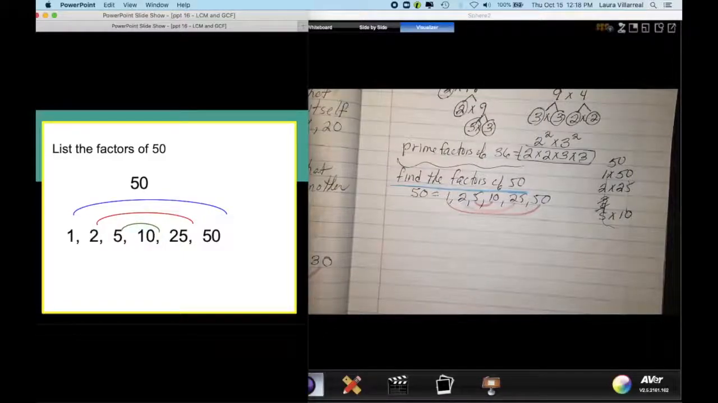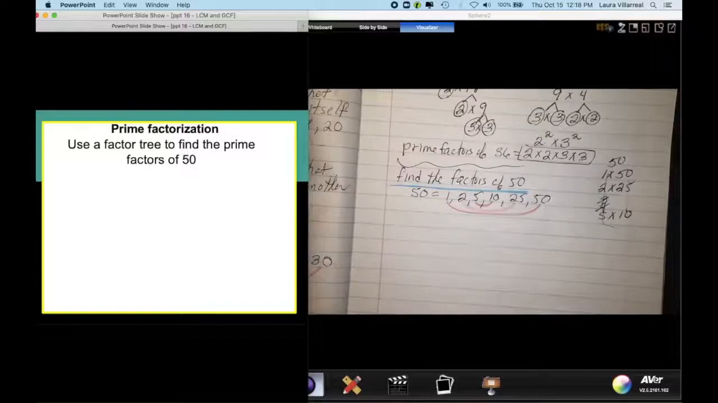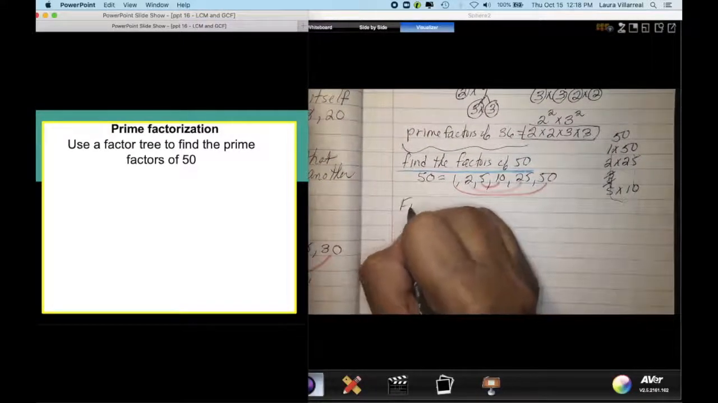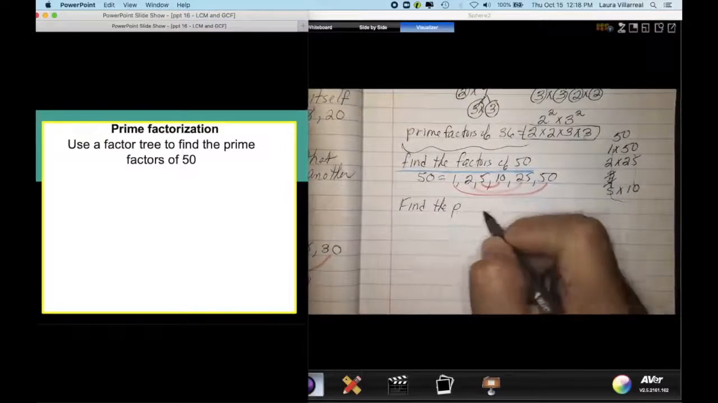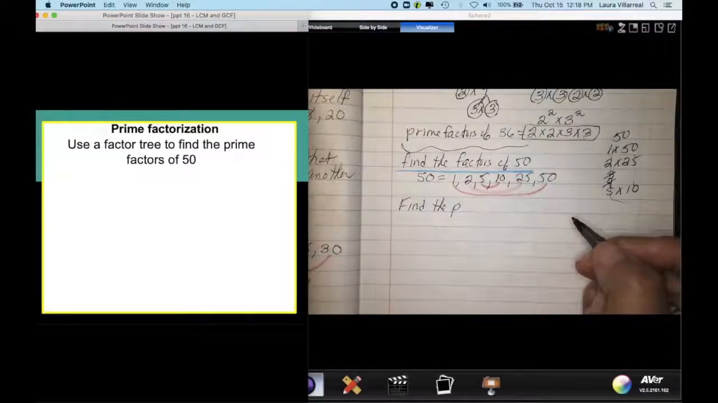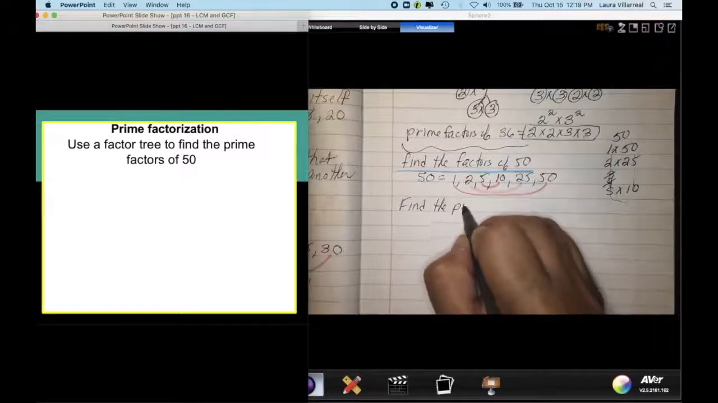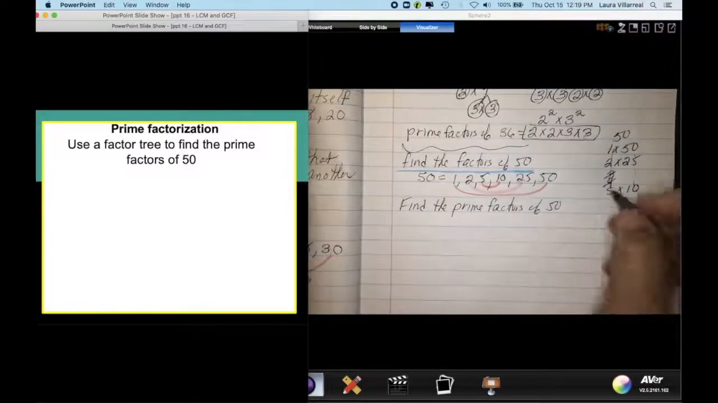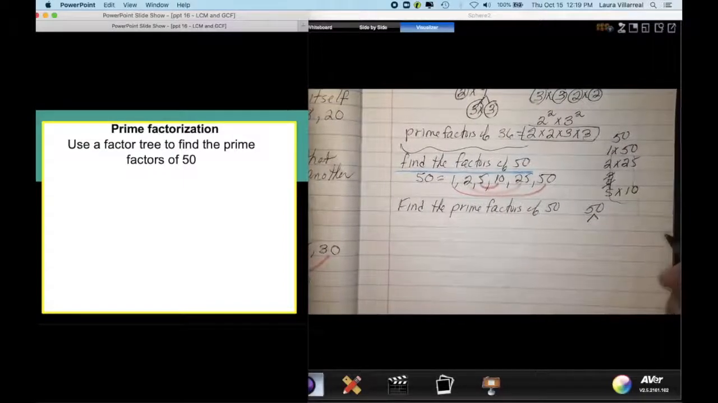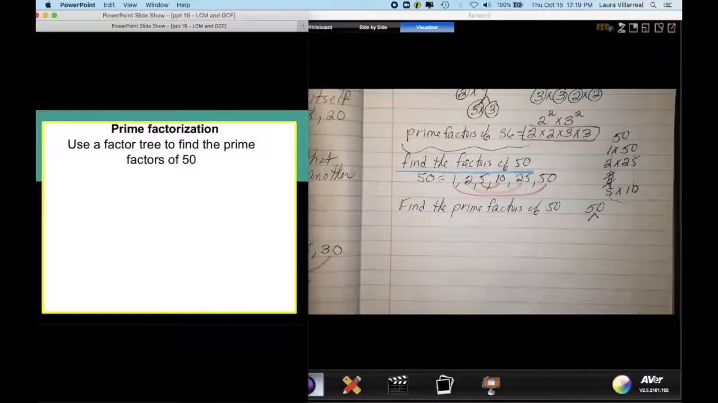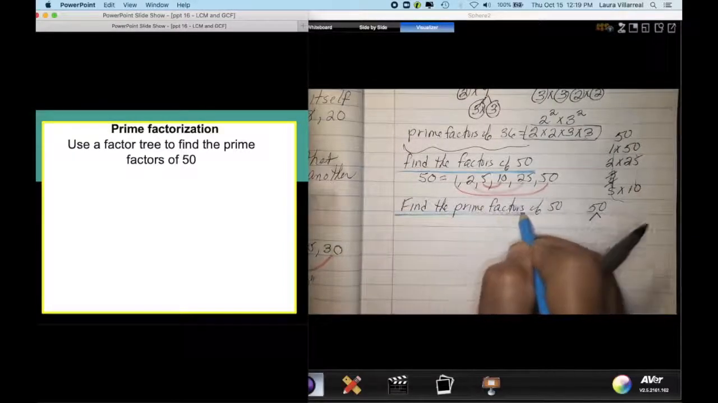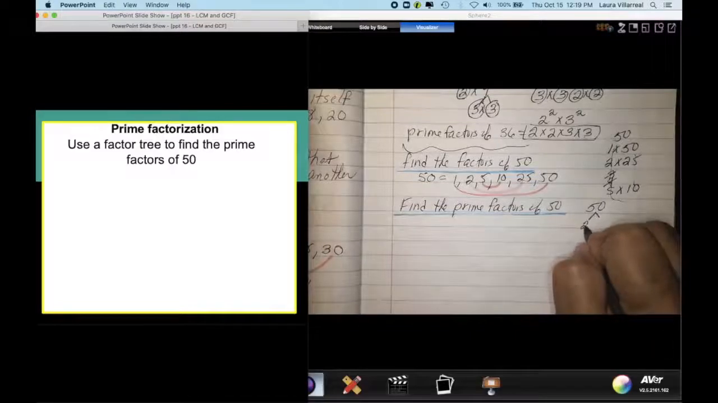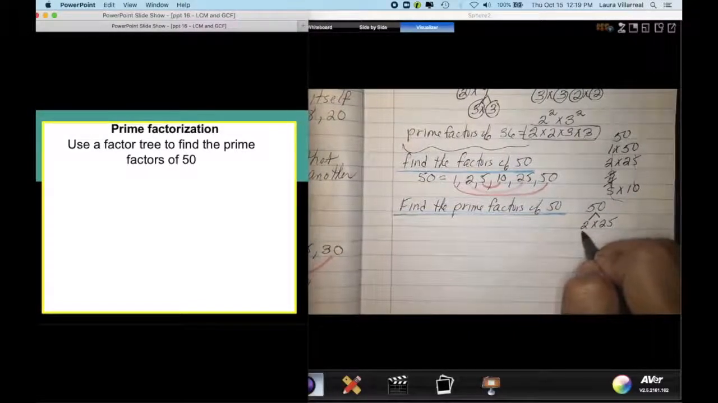Okay, let's try another one. Let's find the prime factors of 50. Now notice sometimes they will say prime factors or the prime factorization. Again, we're going to do a factor tree that starts with 2. Anytime I see the word prime, I'm going to start with 2. So 2 times 25, 2 is a prime number. 25 can still be broken up into 5 times 5.